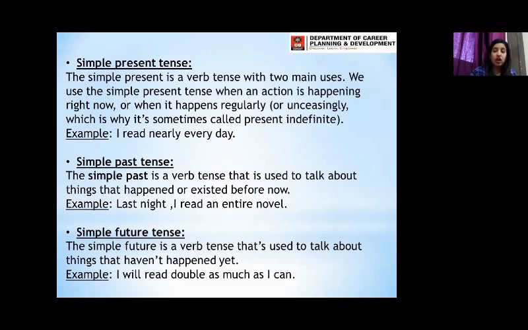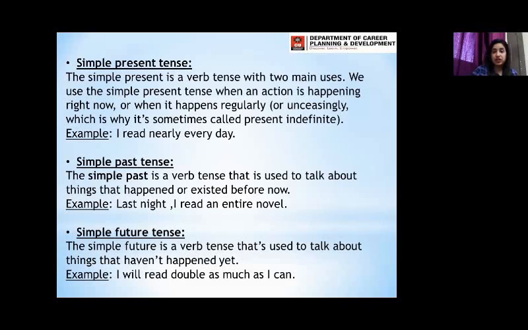So right now, the amount of reading I am doing, in the future, I am thinking that yes, I am going to exceed the limit. I will double the limit. So it is something that is not happening right now, neither has it happened in the past, but we are focusing on something that is going to happen tomorrow or the day after tomorrow, somewhere in the future.